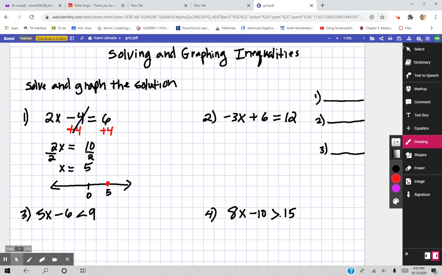Okay, let's see how you did. So subtract 6 from both sides so we can eliminate the plus 6 and get negative 3x all by itself. Okay, so we'll have negative 3x equals 6. Divide both sides by negative 3. That means x equals negative 2.